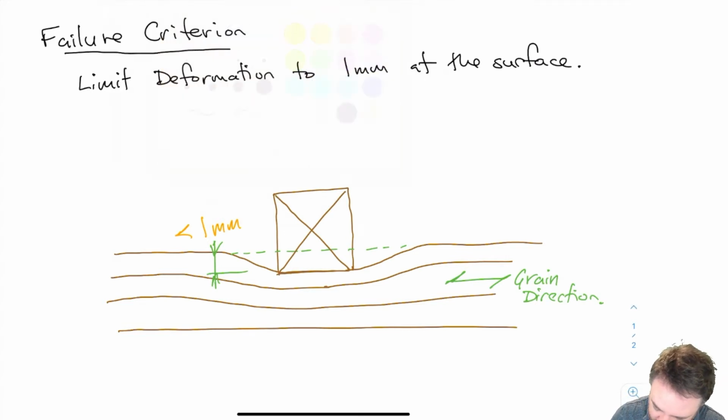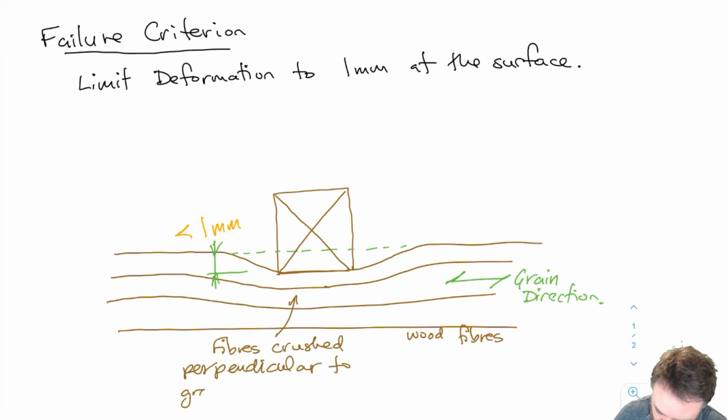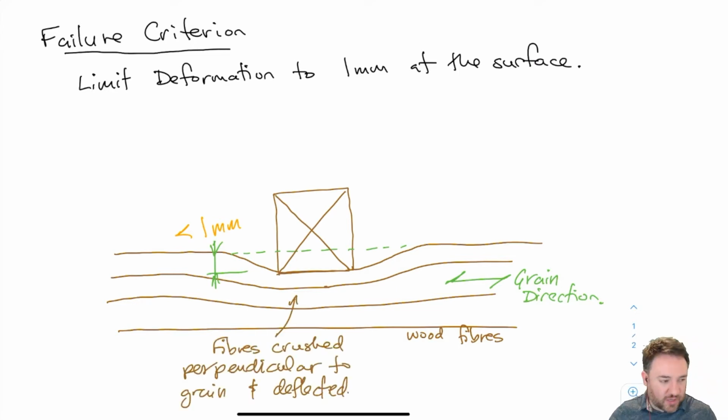So all of these things are the wood fibers, just shown kind of schematically. And these fibers are crushed perpendicular to grain. But on top of them being crushed at the surface, they're also kind of deflected. So if I'm just looking at what's happening to one of these fibers near the top, at the middle, it certainly gets smushed, like the straw gets crushed.